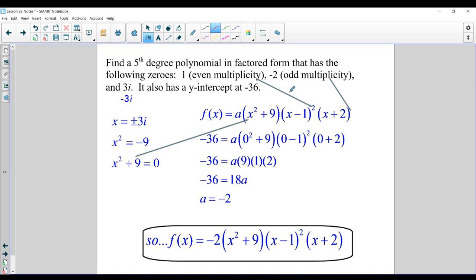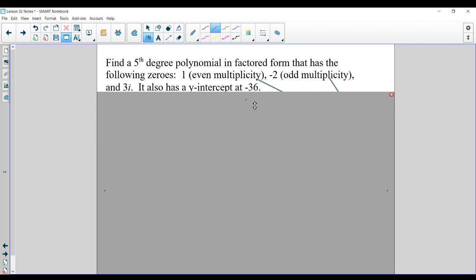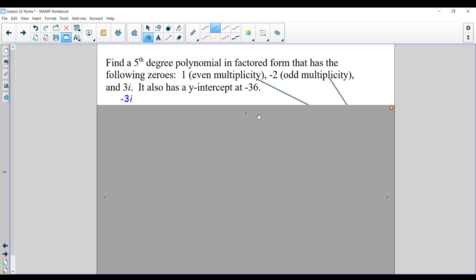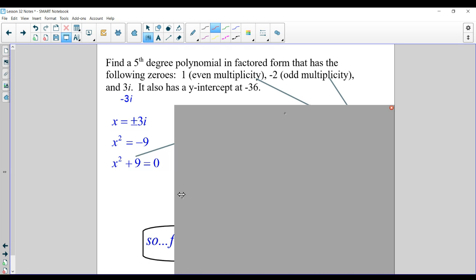All right, so I'm going to start off with the fact that if I have positive 3i, then I will also have negative 3i. So when I work my way through that one, I'm going to have x squared plus 9. Then I'm going to have x minus 1 and x minus negative 2, so x plus 2.